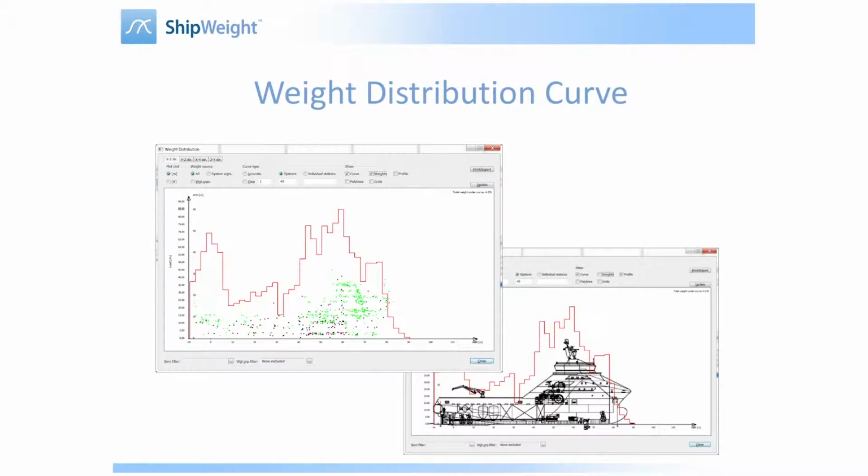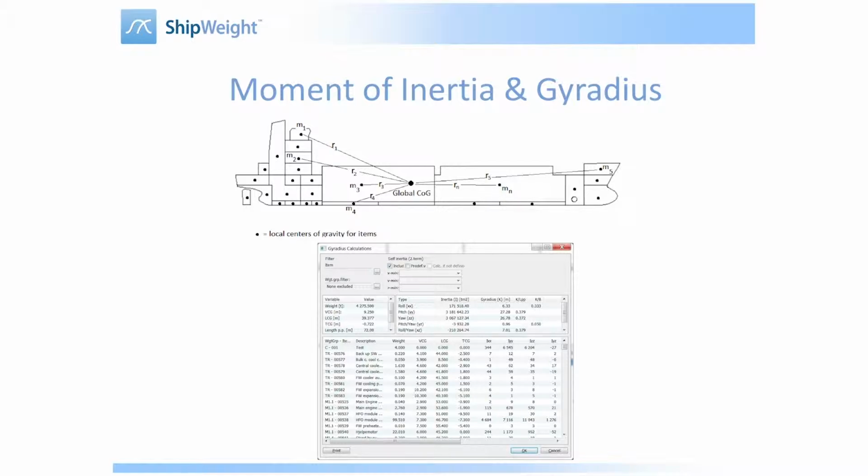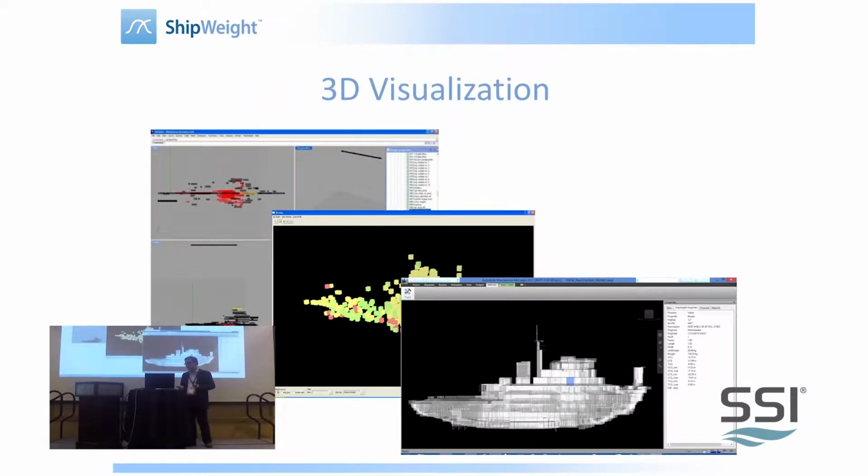You can use additional features and calculations in the system, like the weight distribution curve. We can produce moment, inertia, and radius calculations. We can visualize the vessel in Navisworks, in Rhino, and in the internal 3D visualizer. We don't have any geometry in ShipWeight, but that doesn't mean we can't visualize it in a 3D environment, because we simply plot the location of the weights, and if extensions are given, we plot them as a square, and you can use it for visual checking and sanity checking in QA.